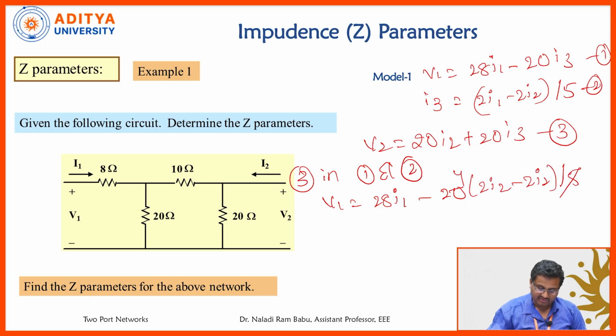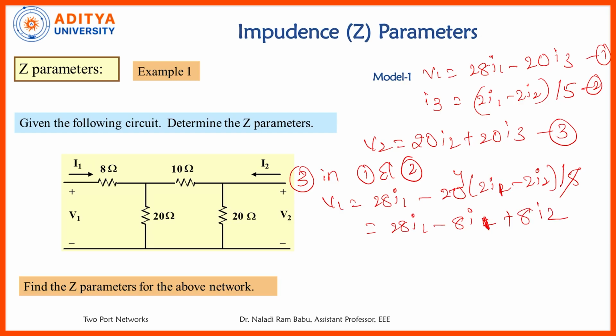I3 is 2 times I1 minus 2 times I2 by 5. 5 ones are 5, 5 fours are 20. That is equal to 28 I1 minus 4 twos, 8 I2 plus 2 times I1 minus, this is I1 plus 8 times I2. Therefore, V1 is equal to 20 I1 plus 8 I2.